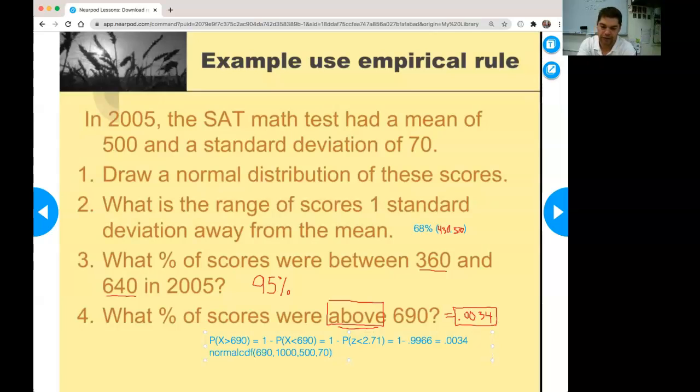So second bars, normal CDF, lower bound 690, upper bound 1,000. Mean is 500. Standard deviation is 70. 0.00332. Okay, so it's pretty darn close. Maybe I should use a number bigger than 1,000. How about 5,000? Oh, it's the same answer.